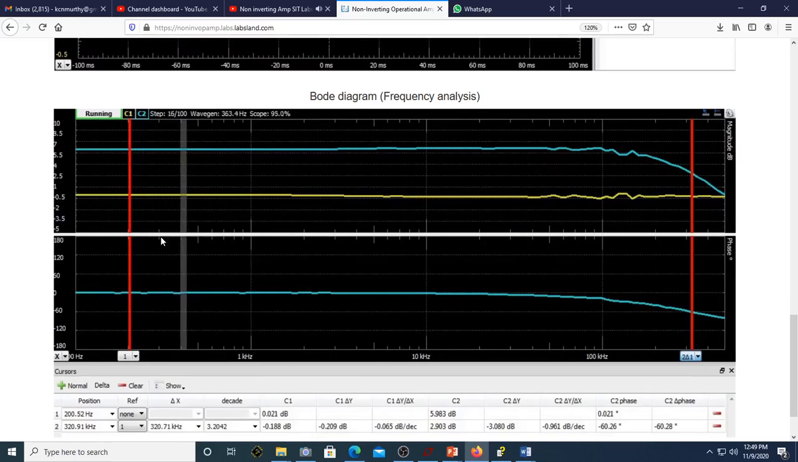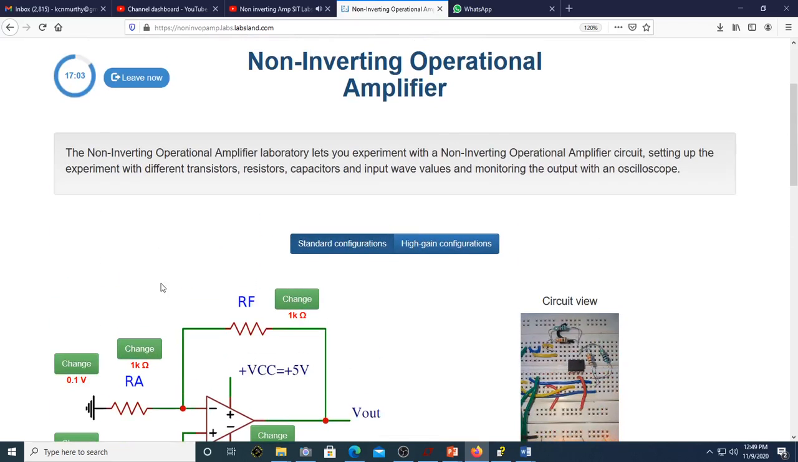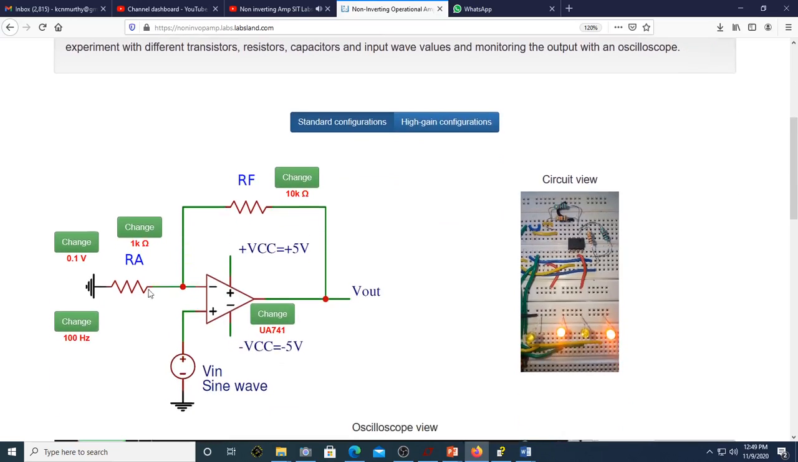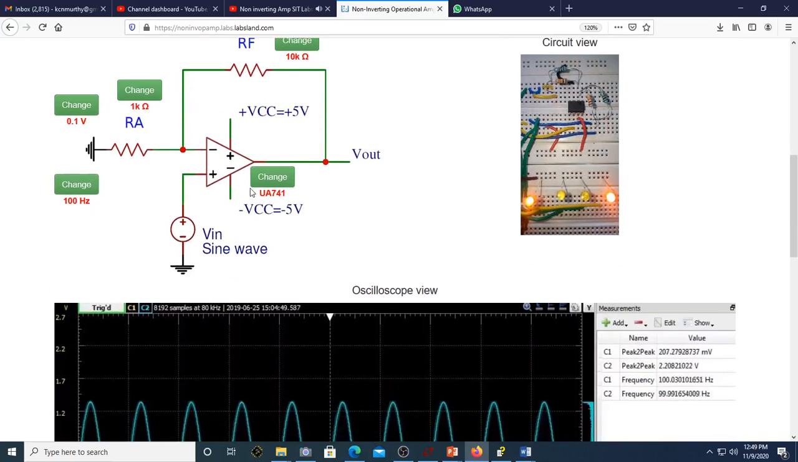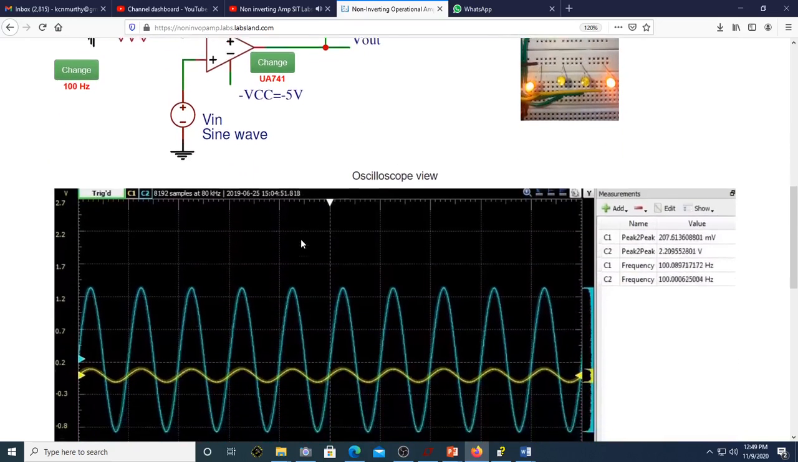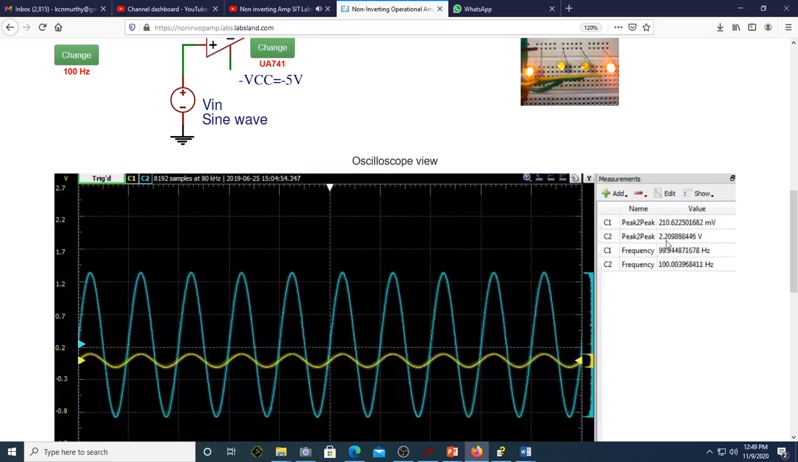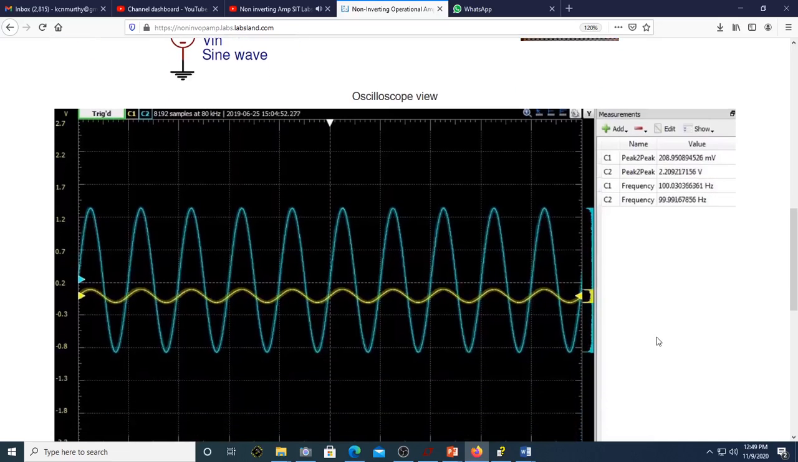Let's start the analysis with Ra of 1 kΩ, Rf of 10 kΩ, voltage of 100 mV and frequency of 100 Hz with μA741 Opamp, which has relatively lower performance parameters. With the input sine wave frequency as 100 Hz, observe the peak-to-peak amplitude of input 208 mV and output 2.2 V respectively, thus confirming gain of nearly 11 in magnitude. The output signal is in phase with that of input.